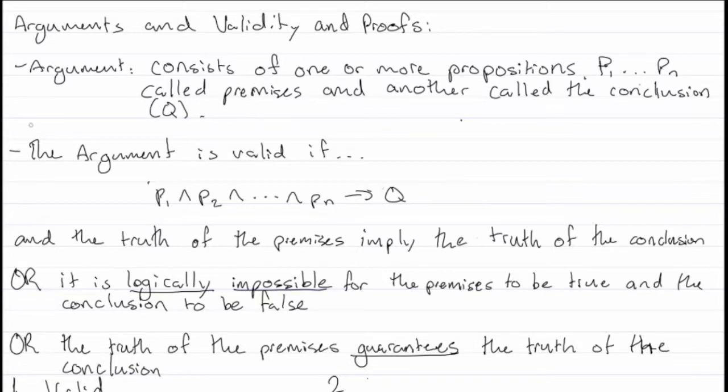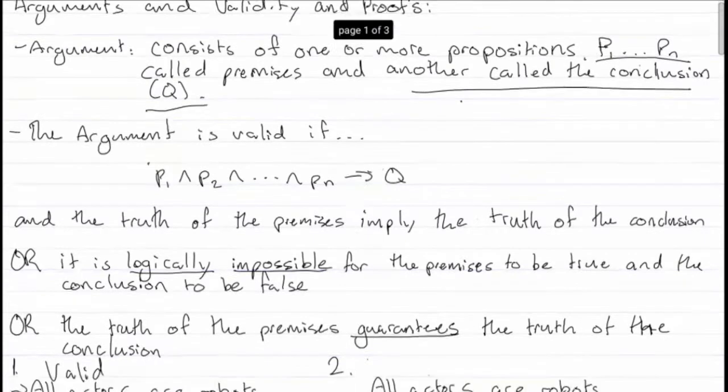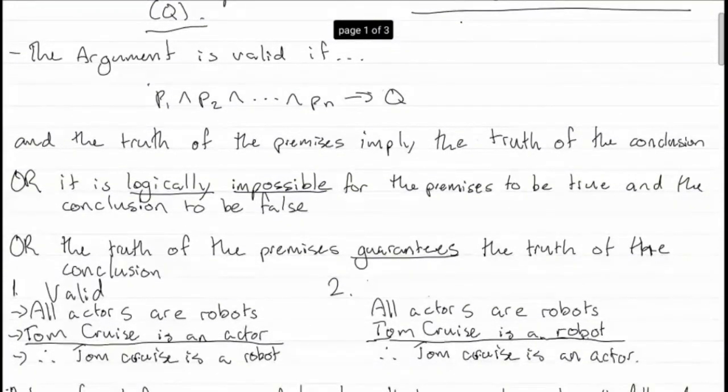Okay, so first of all, an argument is something that consists of one or more propositions. So, what are these propositions? Well, first of all, you have your premises, and these are basically built up, and when they're all true, they will imply the next proposition, which is called the conclusion. So the argument consists of premises which are built up to lead to the conclusion, and that's what an argument is. So how do we say that an argument is valid?